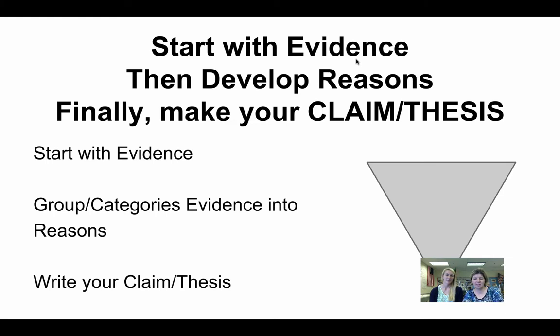So let's take a look at this chart. I have an upside down triangle here. We start with our evidence, all the research we've gathered, our notes from the articles we've read. Then we start to group and categorize that evidence together. Once we have 3 or 4 reasons, we can think of those reasons as the body paragraphs, and they will support your larger claim or thesis.